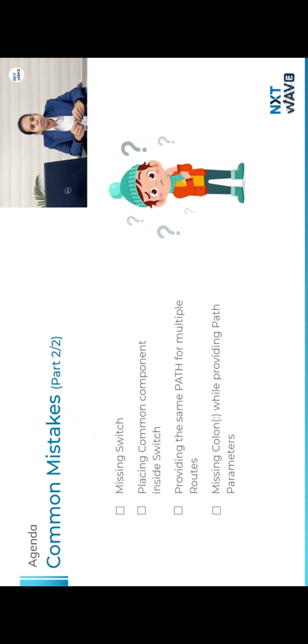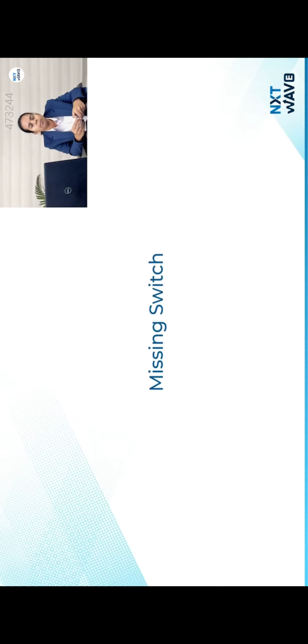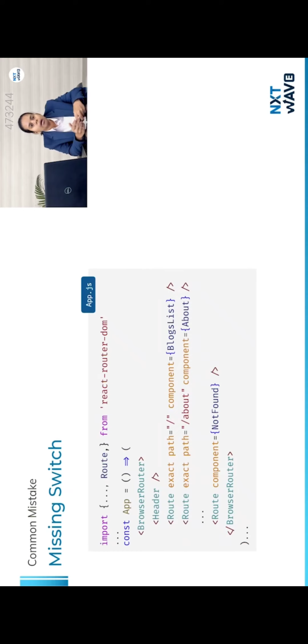Now let's proceed further to the next set of common mistakes, starting with missing switch. Okay, so now within the browser router, we write the link and the route components, right? If we miss writing a switch, let's understand what will happen. You can see here that we have written the browser router, header, right? And there are routes, okay? And we haven't written the switch component, okay? Let's see what will happen.